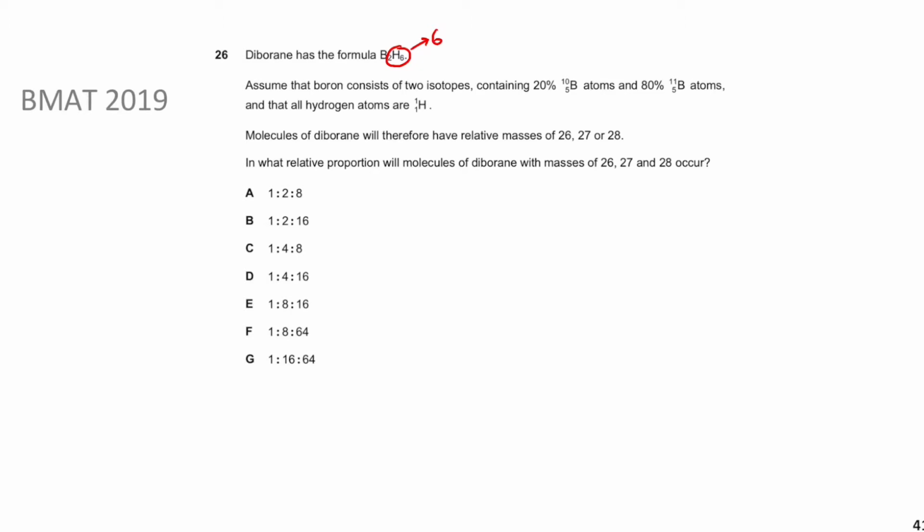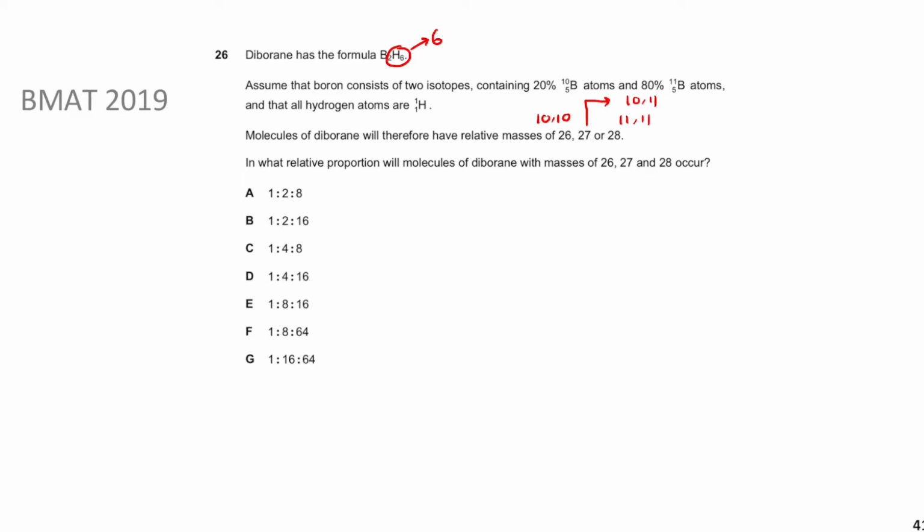So that means in the case of the 26, the other 20 must be coming from the 2 borons. So here you must have 2 10s. And in the case of the 28, we have remainder 22. So then that means that both borons must be 11. So what's going to be the case in the 27 isotope then is the fact that you're going to minus 6, you get 21. So that means you have 10 and 11.